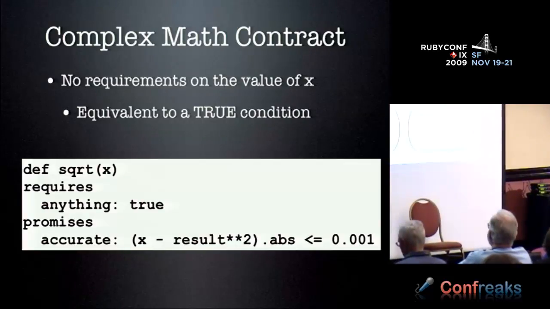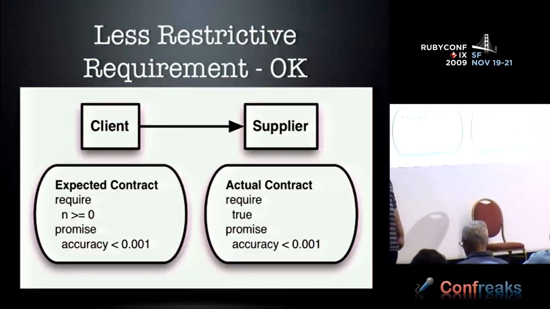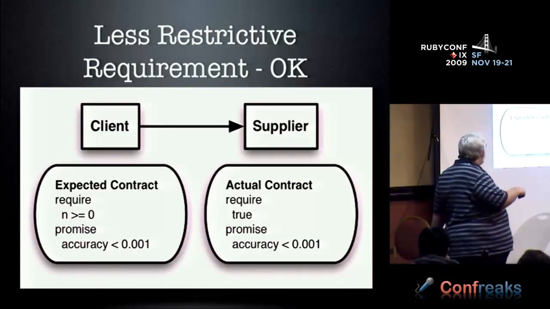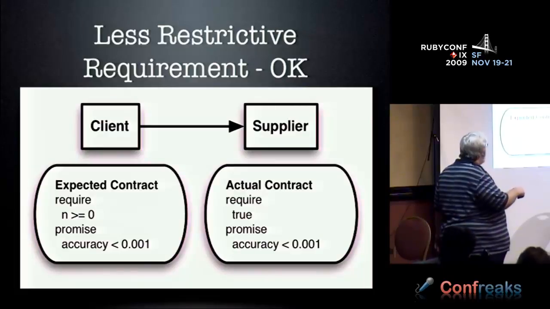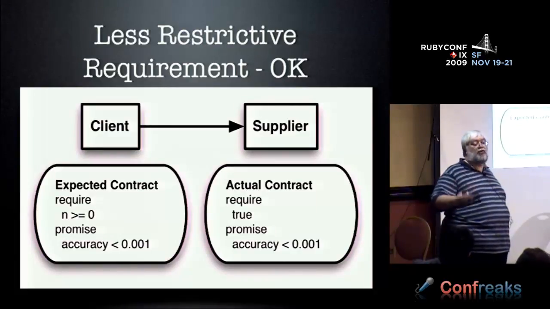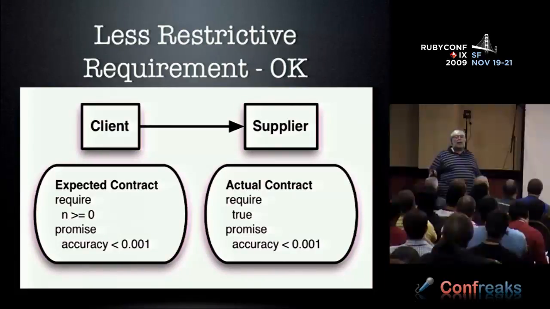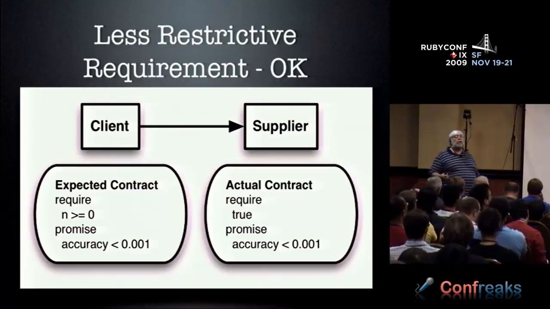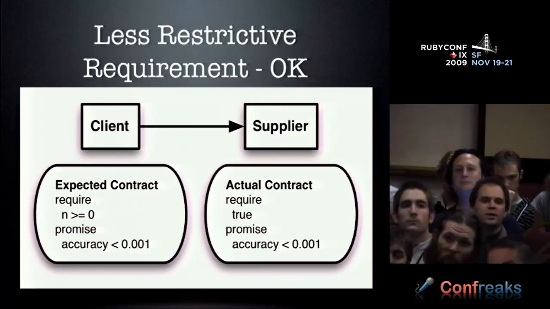Now, is complex math substitutable for normal math? Yes, because the client will always pass in a value that is greater than or equal to zero. He will never explore the area where the number is negative. So yes, you can substitute in complex math, and a less restrictive requirement is okay. He's counting on an exception. He's got the requirement, he can count on an exception, right?